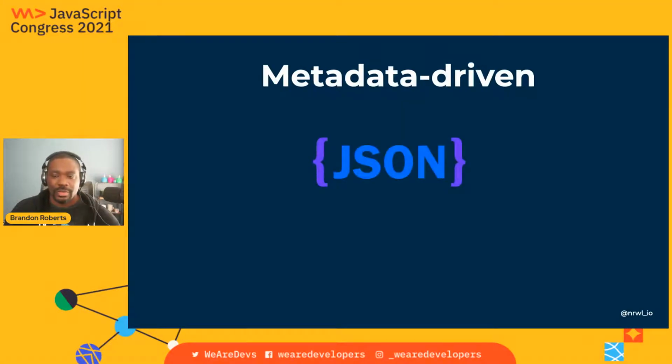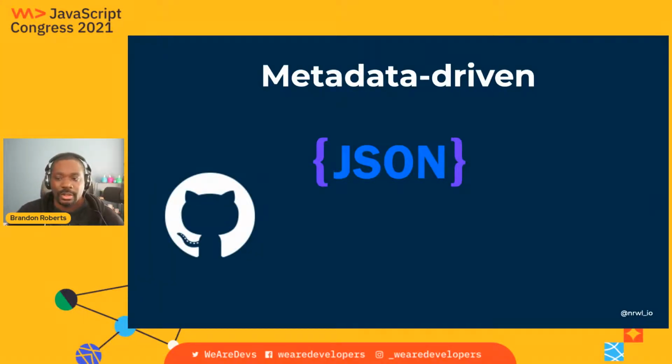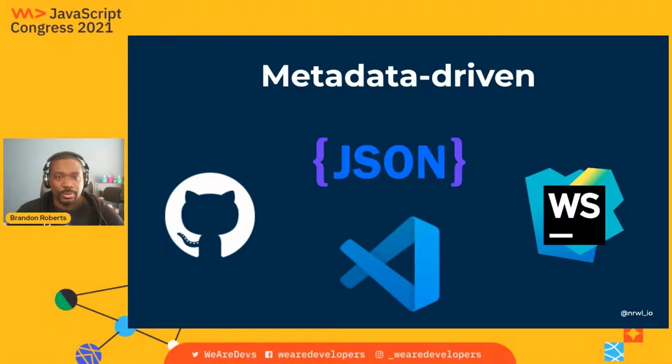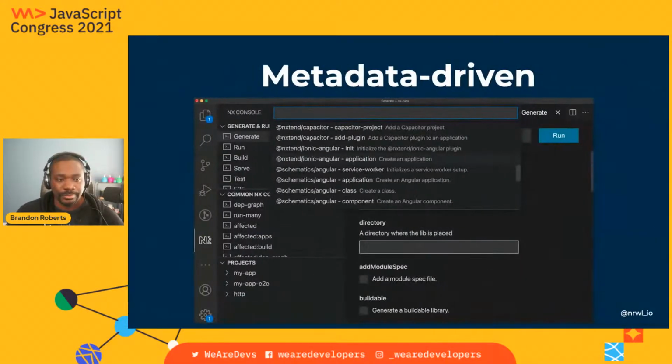It's also metadata driven. The things that NX provides come with metadata that enables toolability: default values, validation, this JSON schema can be used in many different ways. This metadata is used by NX itself, for GitHub integration, and used by IDEs such as WebStorm and also VS Code, depending on what your editor of choice is, but those are two of the primary ones. And as I mentioned before, it's metadata driven.